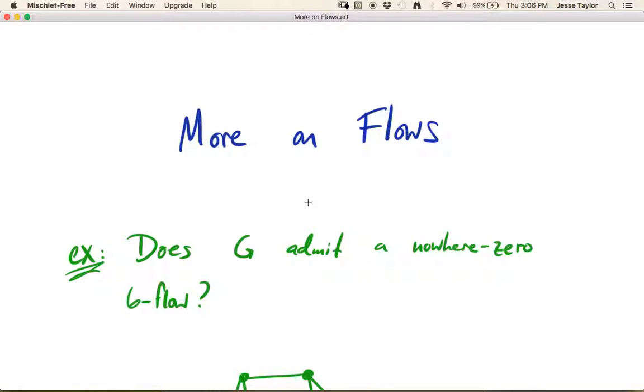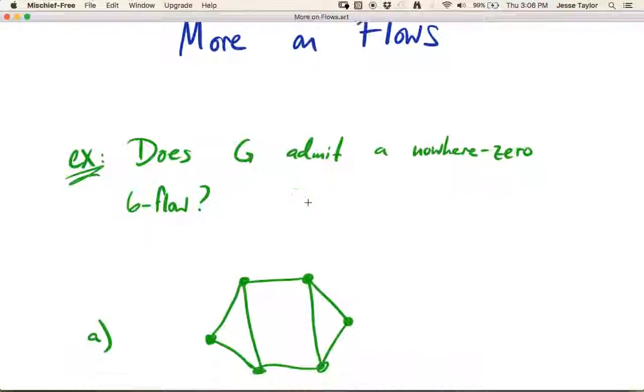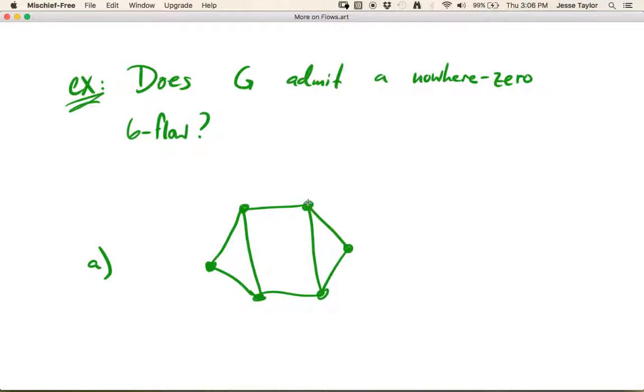In this video, we're going to be talking a little more about flows. So first, let's just remind ourselves about what we were talking about last time. So does the following graph admit a nowhere 0, 6 flow?